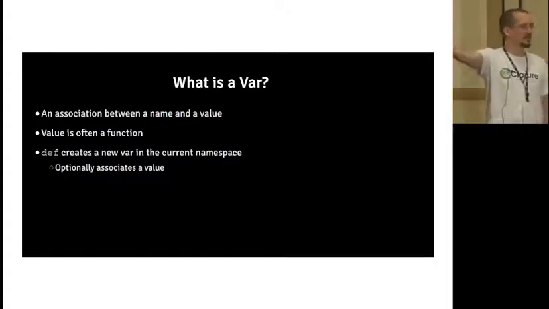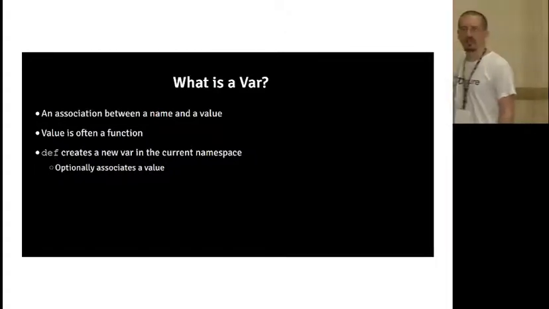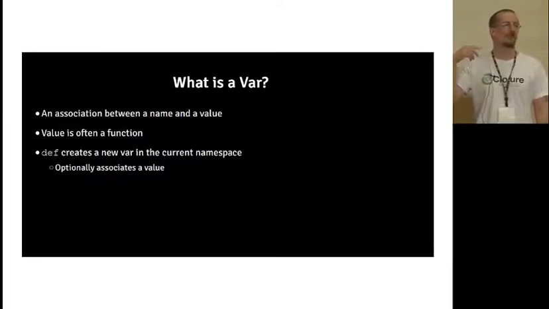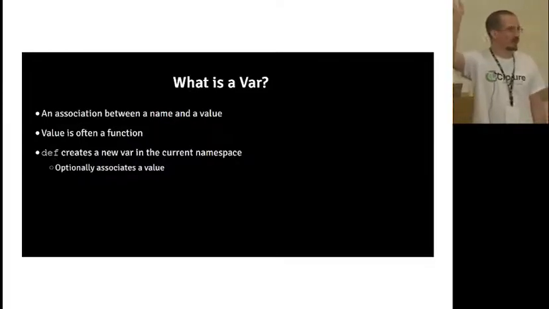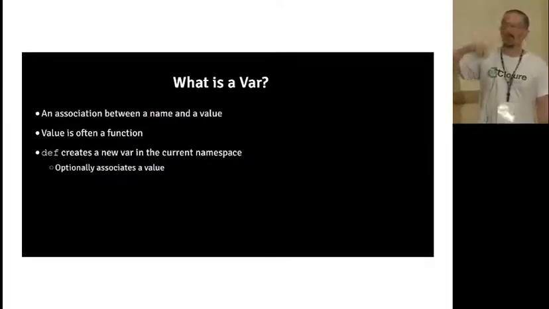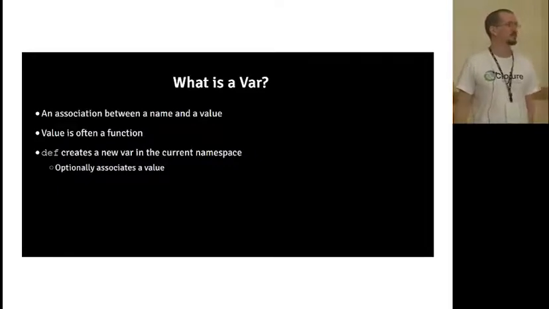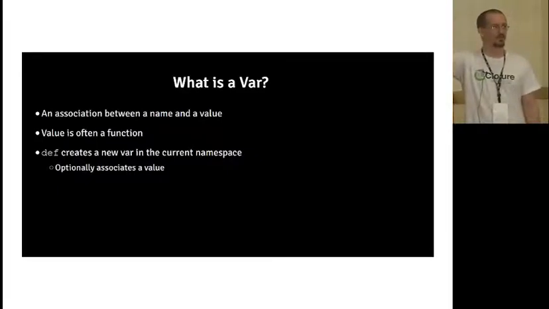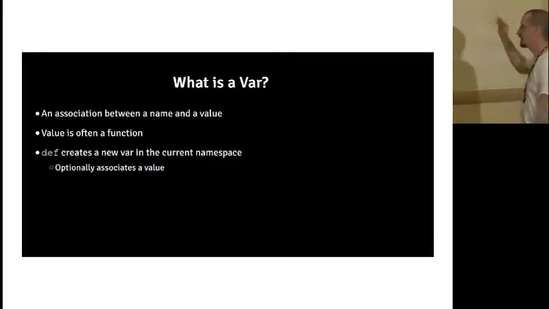The function does something. It doesn't have to be a function. Vars can point to numbers, strings, any value, right? Any Clojure value. And it doesn't even have to point to anything. It can be unbound. How do you create a var? def. So we've been creating vars. As soon as you start doing Clojure programming, you're creating vars all over the place. Okay?